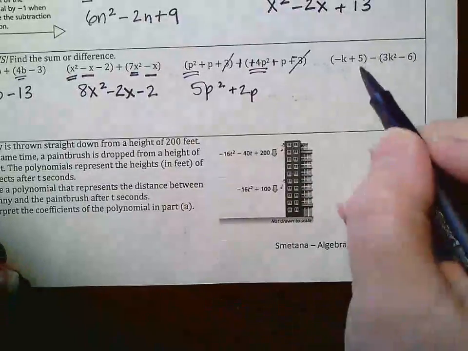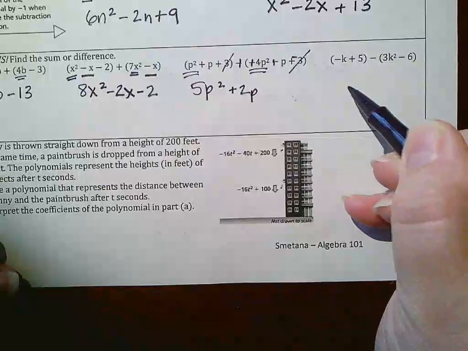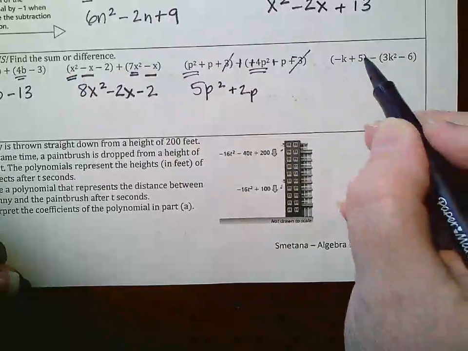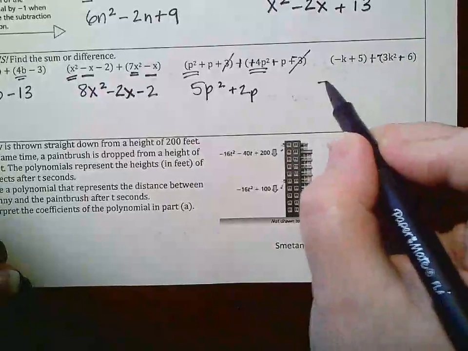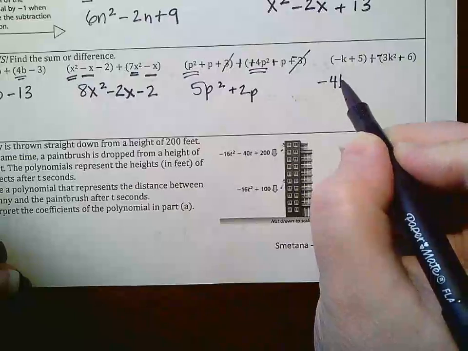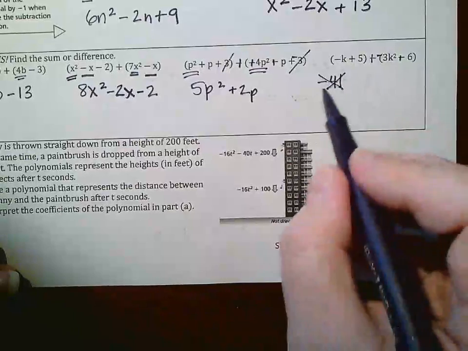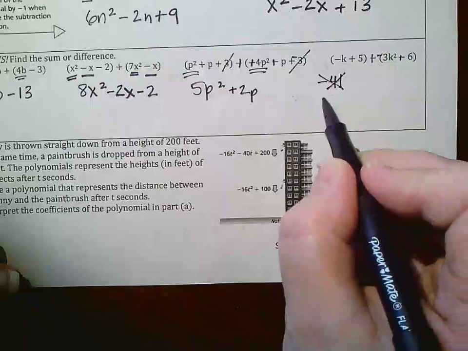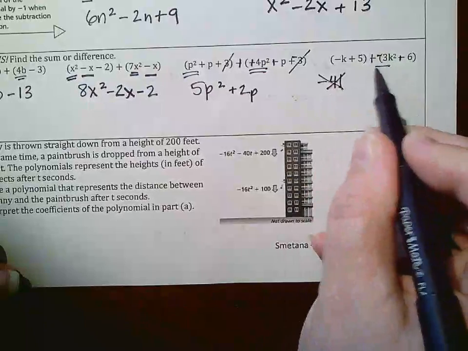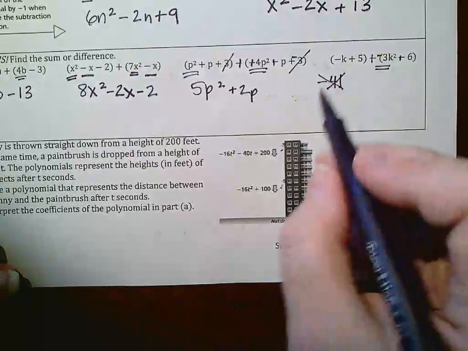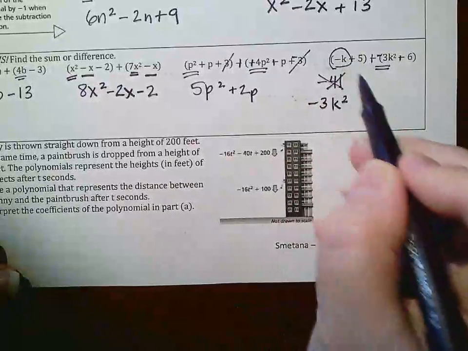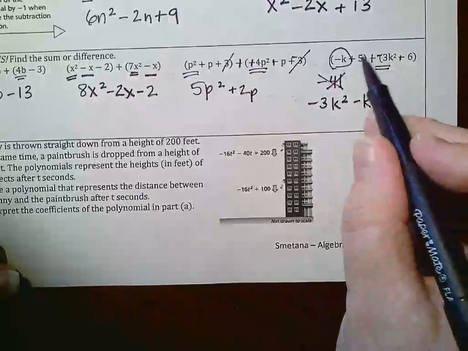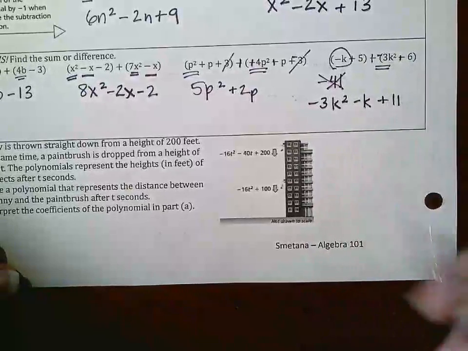Now, this right here, you have negative k, negative. Make sure you change your signs. So negative and negative make more negatives. Oops, I just made a mistake and nobody caught me because nobody's here to tell me. So this is actually k squared, right? So this is negative 3k squared, and then minus k and plus 11.